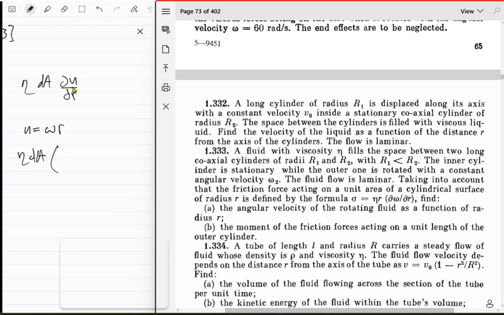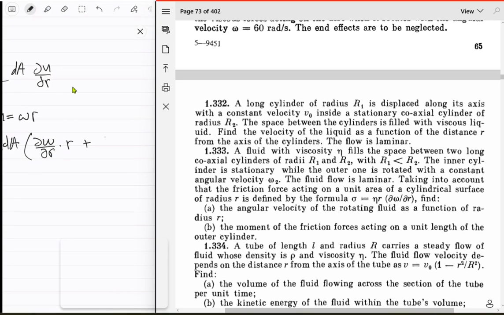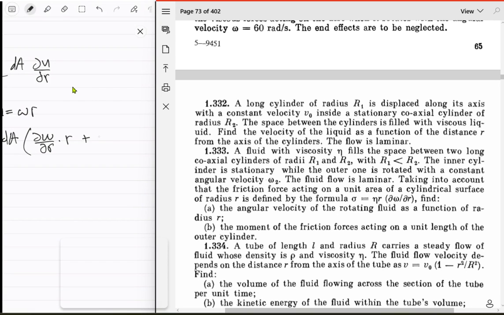Partial upon partial r of omega r. It should be like partial omega upon partial r times r plus, just omega, right? That would have been the thing, but it's not. So why is this term not there? I guess it should have been there.